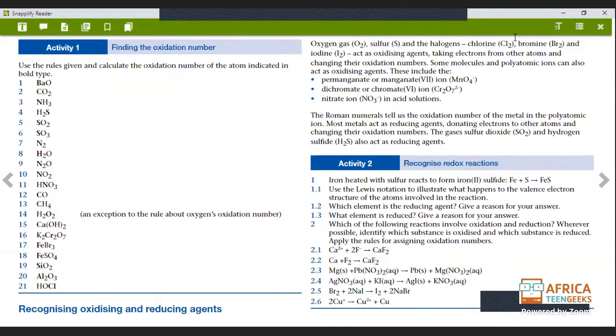Halogens are always oxidizing agents. So whatever reaction you find with a halogen, you know that it's an oxidizing agent. So this will help you to understand how to do activity 2, which is recognizing redox reactions. So please, guys, do this number 2. We'll do it again tomorrow when we start the lesson.